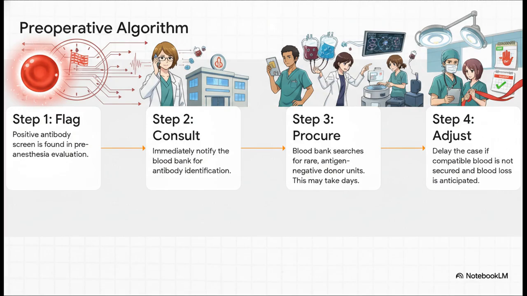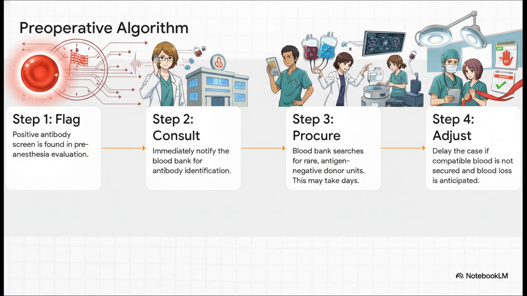Step 1 is just recognizing it in the pre-op evaluation. Step 2 is communication. You need to pick up the phone and call the transfusion service. They have to run an identification panel to figure out exactly which antibody it is. Step 3 is procurement, and honestly, this is the rate-limiting step. Finding units of blood that don't have that specific antigen can be a massive logistical headache. For a common antibody, maybe it takes a few hours. For a rare one, it could take days, even weeks.